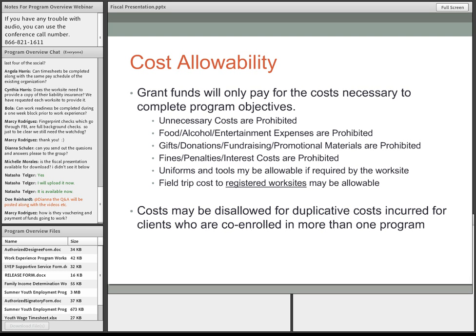Cost allowability. There are some grant funds that will only pay for certain things that are necessary to complete your program objectives. Any unnecessary costs will not be allowed. Food, alcohol, entertainment expenses are prohibited, of course. Gifts, donations, fundraising, promotional materials, like Tammy spoke to earlier, those are prohibited. You cannot pay any fines, penalties, or interest costs.